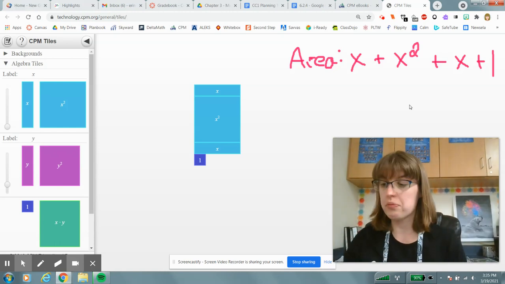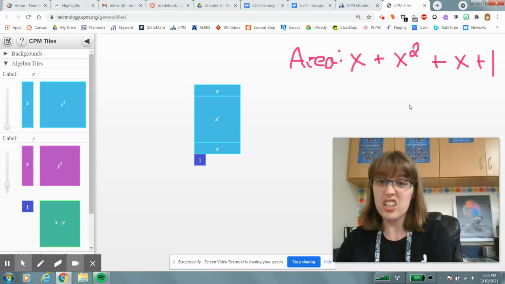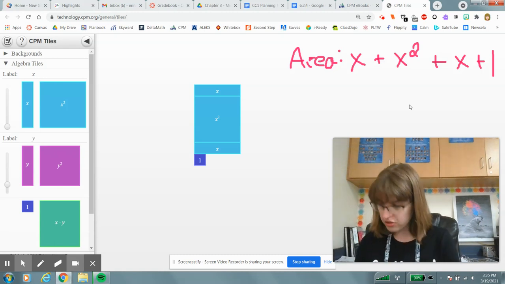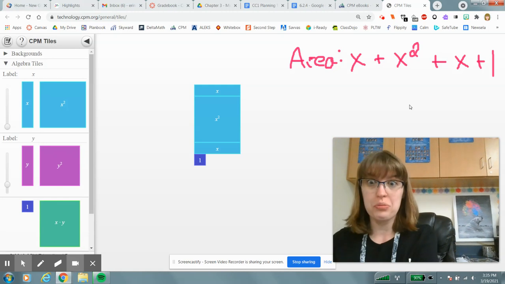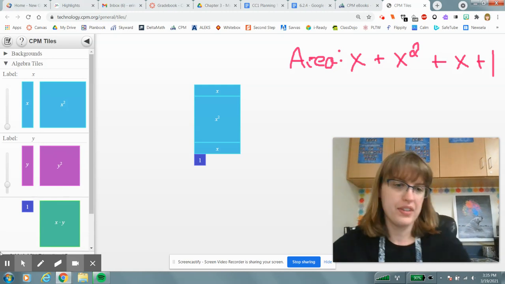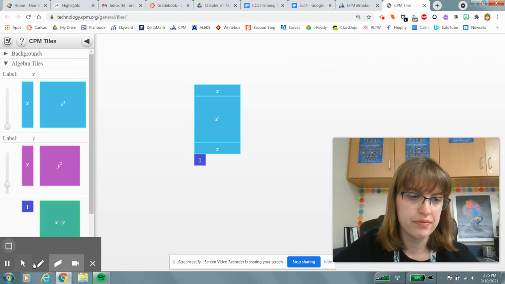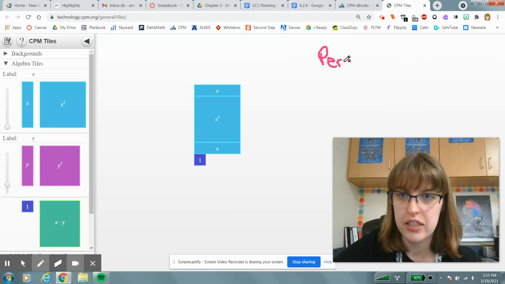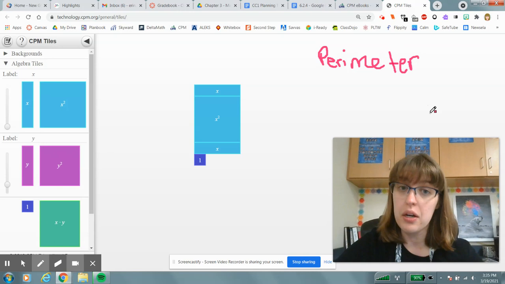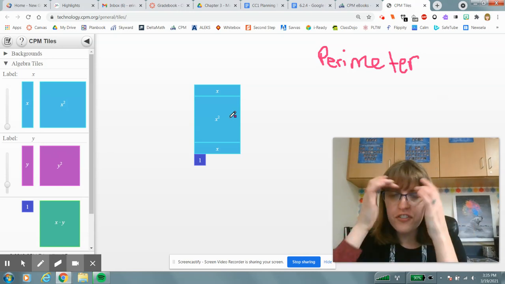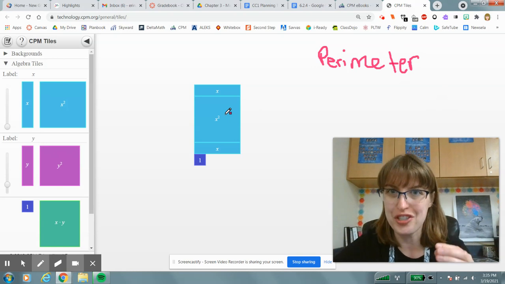Now let's do it for perimeter. Perimeter is a little bit trickier because we have to do every single side. It also means we're going to do some more color coding. I love color coding, people. All right. Perimeter. I'm going to start over. So perimeter is the outsides of the shape. To help us visualize the different shapes, we're going to do some color coding to start with.